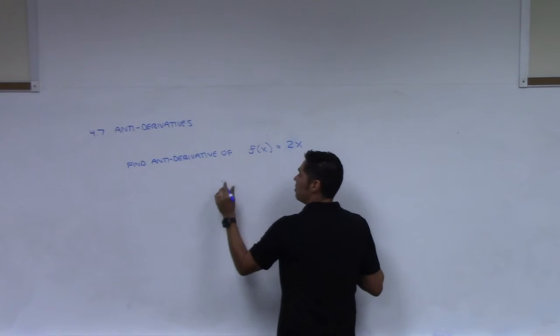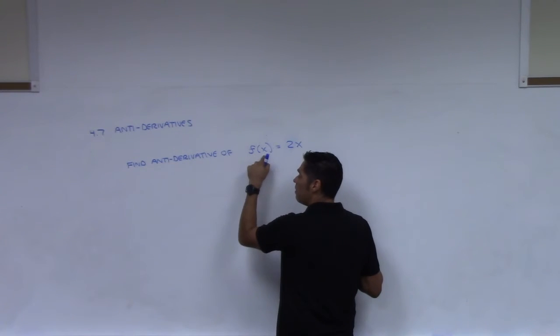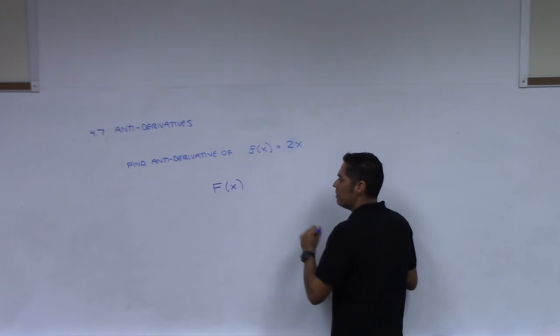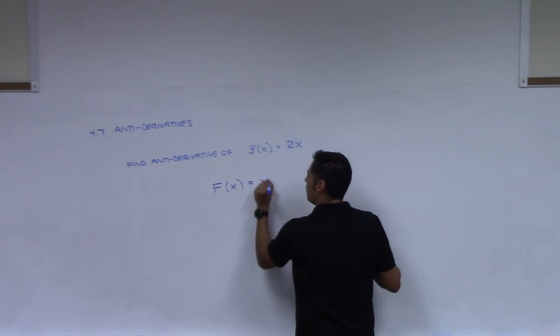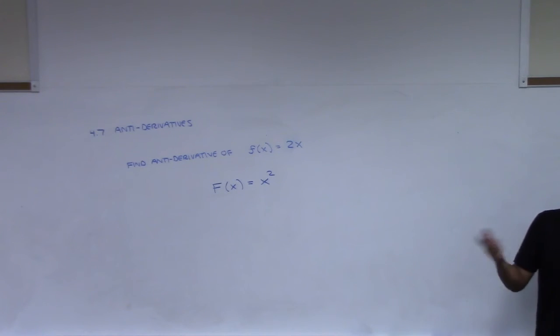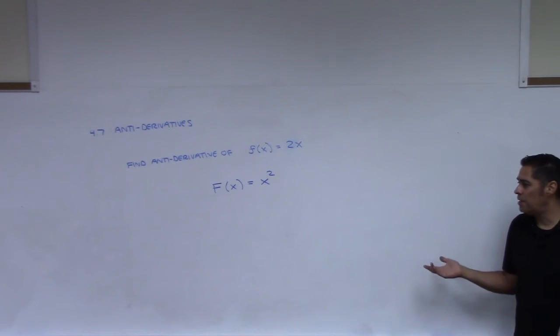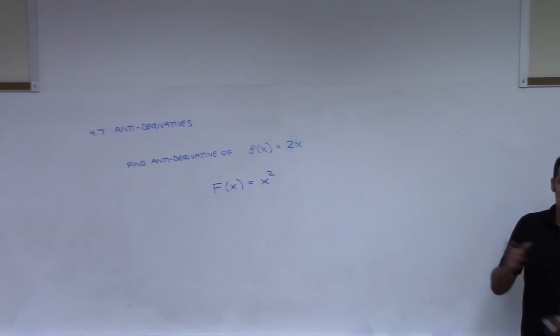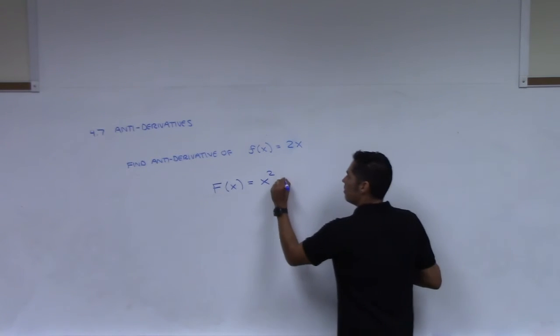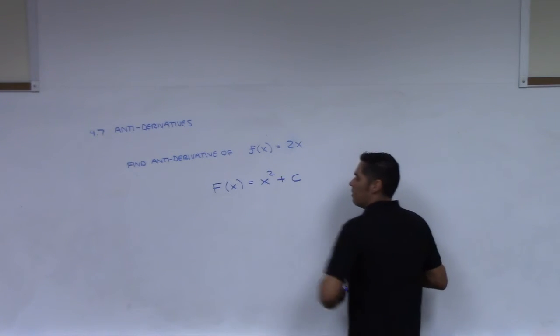What we usually do is instead of using the little f, we use capital F of x to notate the antiderivative, and then we write x squared. But then we soon realize that it could be x squared plus any number. You could have x squared plus 1, x squared minus 7, x squared plus pi. As long as there's a constant out there, it won't matter when I take the derivative of it, right? So we just put plus c, all right?